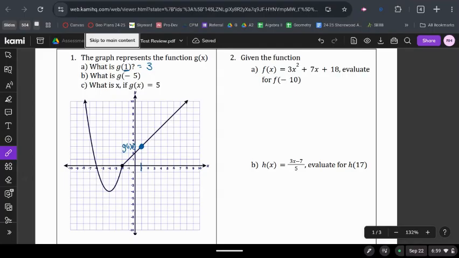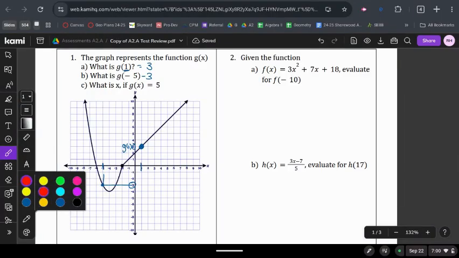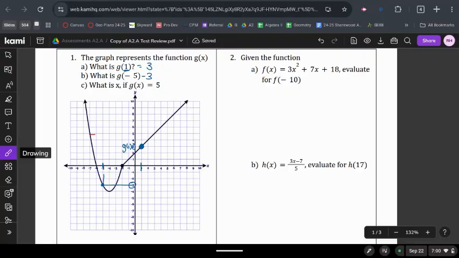G of negative 5. So same idea. I go across to negative 5 and down, and that points to negative 3 for g of negative 5. And then the last one, g of x is equal to 5, well, that is when y is 5. So when y is 5, I go across here and I've got two possible values. So this is at negative 7 and positive 3. So x is negative 7 or positive 3.